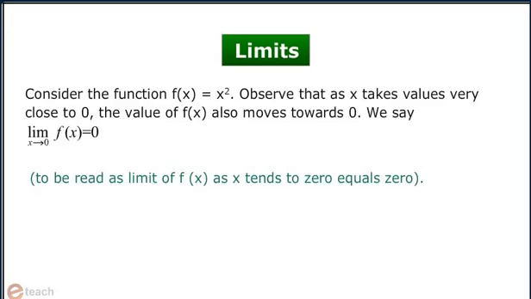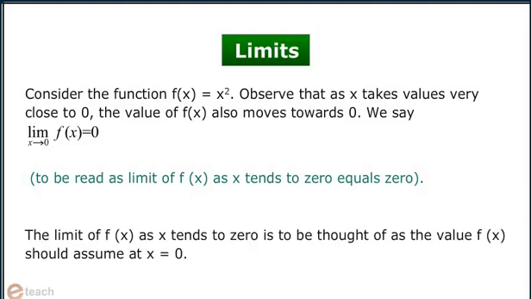Consider the function f of x equals x squared. Observe that as x takes values very close to 0, the value of f(x) also moves towards 0. We say that the limit as x tends to 0 of f(x) is equal to 0. The limit of f(x) as x tends to 0 is to be thought of as the value which f(x) should assume at x equals 0.